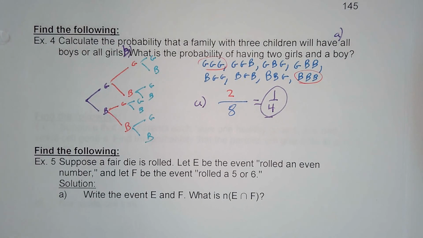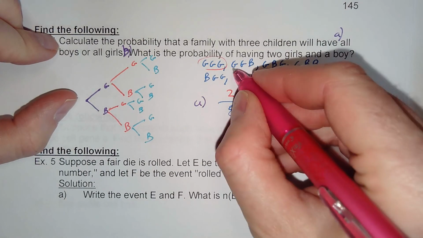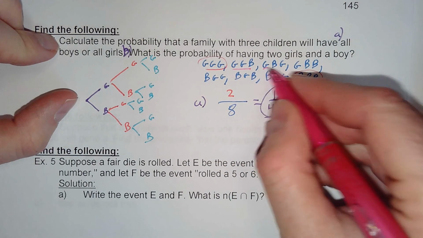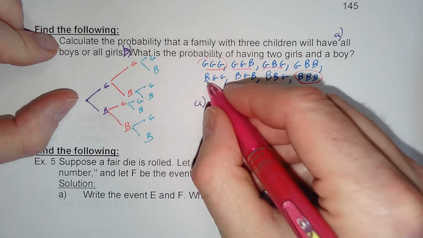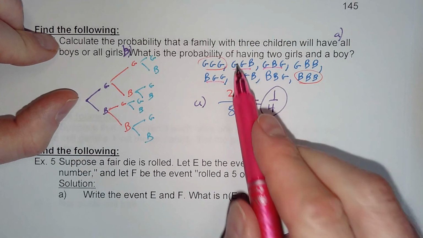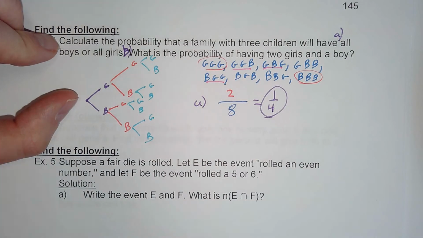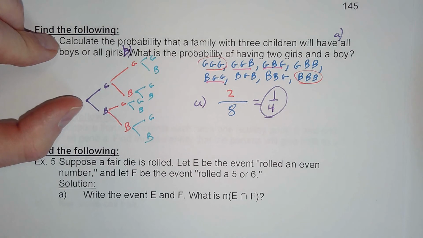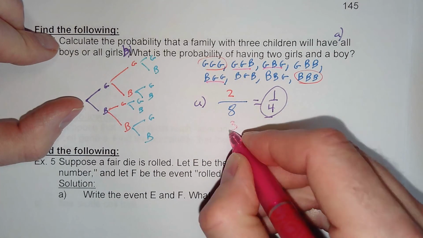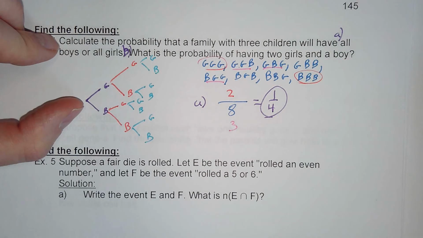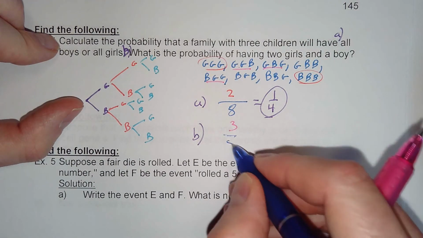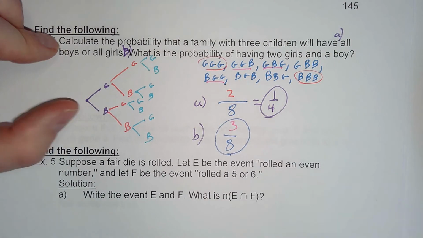What's the probability of having two girls and a boy? So I'm just going to count here. 1, 2, 3. So that's two girls and a boy. So there's 3 ways that can happen. So I'll call that part B. That'll be 3 out of 8, which we're not able to reduce.